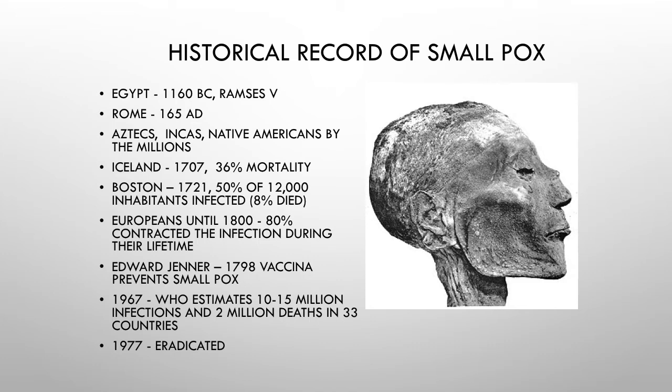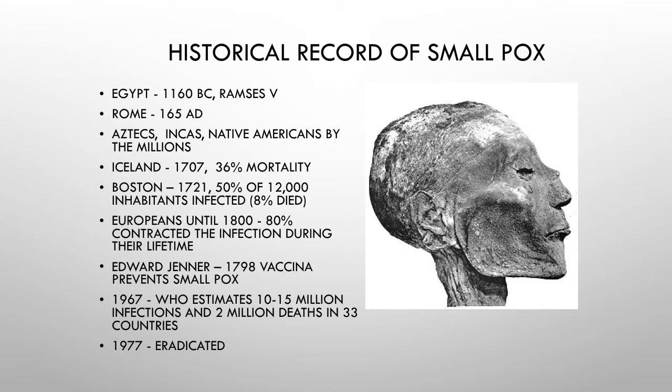This is the mummy of Ramses. We know smallpox occurred in Egypt 1,000 years before the birth of Christ. We know there were outbreaks in Rome, that smallpox killed Aztecs, Incas, and Native Americans by the millions. There were historical outbreaks in the colonies in Boston that were very, very disruptive.